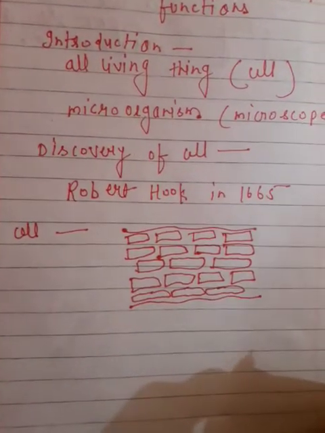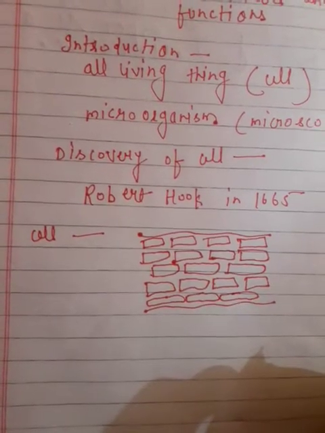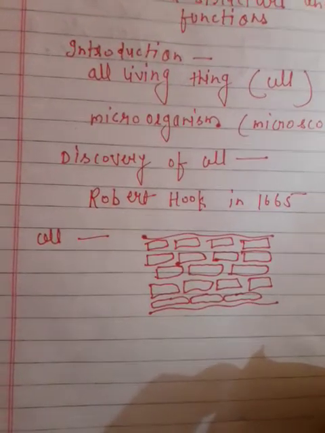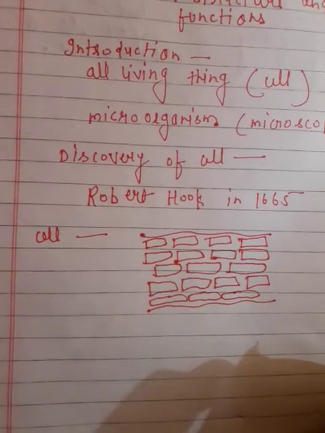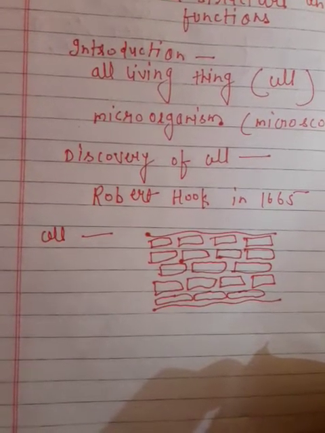We can construct buildings of different designs, shapes and sizes from similar bricks. Similarly, millions of organisms of different designs, shapes and sizes exist in the living world, though all are made up of cells.